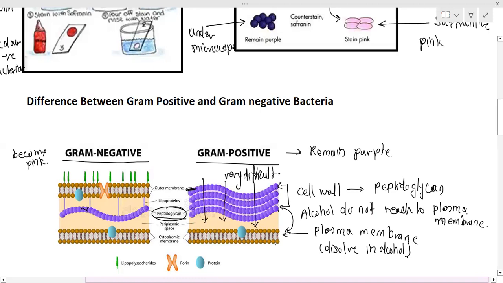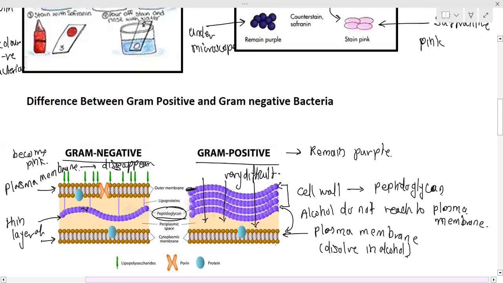Difficult. But on the other hand, in gram negative bacteria, you can see only one peptidoglycan, correct? A thin layer of peptidoglycan, correct? And there is a plasma membrane above, there is a plasma membrane below. So when we wash it in alcohol, this plasma membrane gets washed off. Fine? It disappears. Agree? Understanding? Yes. It disappears and alcohol easily penetrates.